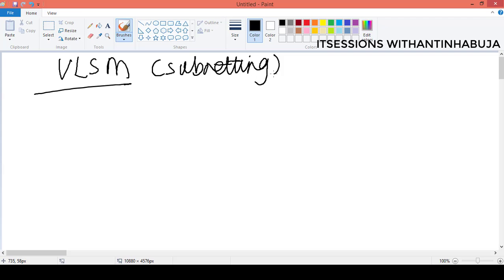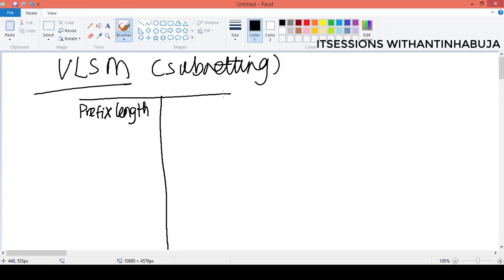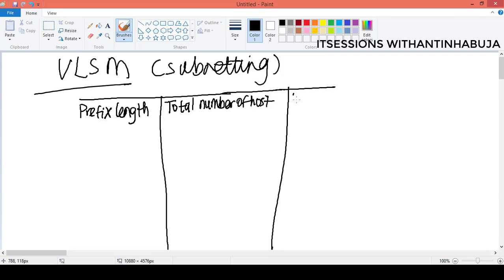So we have a subnet table where we have room for our prefix length. We have the total number of hosts for that prefix length, and the usable hosts for that prefix length. If you have this table, it will ease your task.